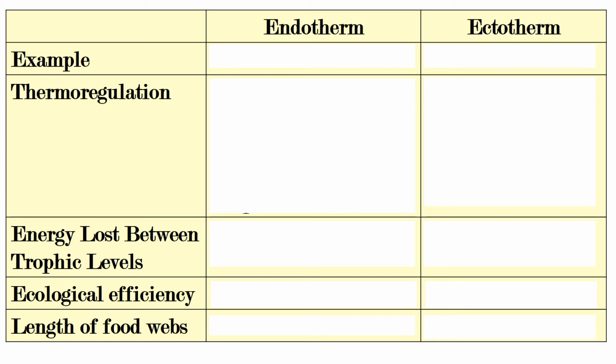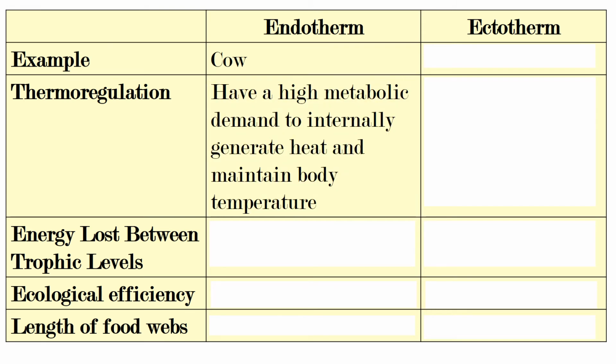Okay, press pause and try and fill that in. Just the differences between endotherms and ectotherms. So endotherms, an example is a cow. They have a high metabolic demand to internally generate heat and maintain body temperature. That's what thermoregulation meant. What do they do in terms of regulating their body temperature? The energy loss between trophic levels is higher, and ecological efficiency is up to 7%. And the length of food webs in endotherms is shorter. I probably should have said I was looking for a comparison for those ones.